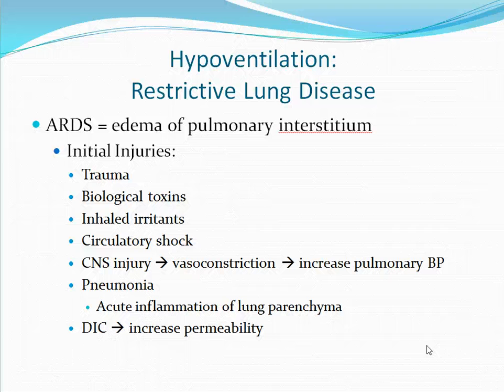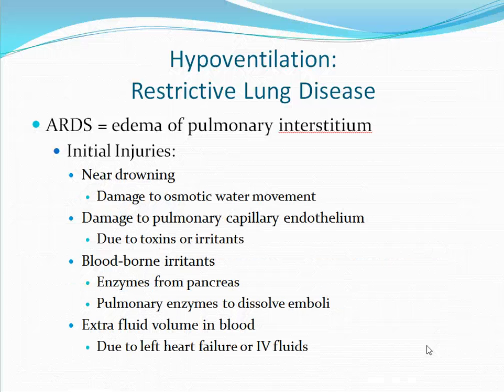Another initial injury could be DIC. This would result in an increased permeability of the capillaries. Initial injury could be a near drowning experience. This would cause damage due to osmotic water movement. Could be due to damage to the pulmonary capillary endothelium as the result of exposure to toxins or irritants. This occurs, for example, when one inhales smoke from fires.